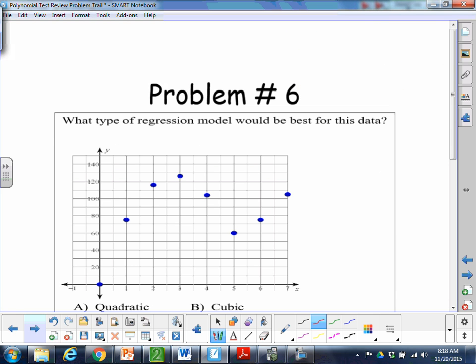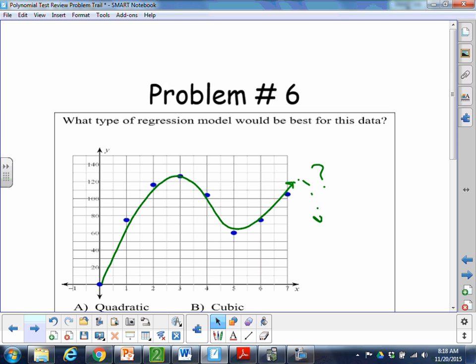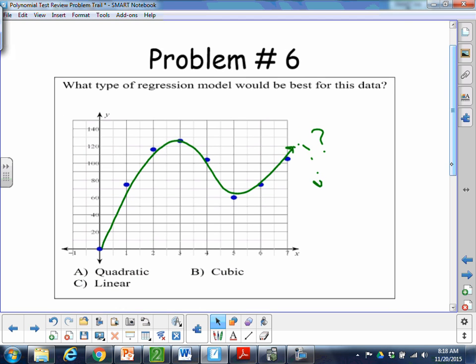Okay, number 6, what type of model would be best for this? So it looks like we're kind of increasing, hit a peak, decrease, kind of come back up. And I don't know if it goes back down or back up. I'm not sure. But what I do know is this thing shows 2 turning points for sure. So there's no way it could be a quadratic or linear. It just can't. Quadratics would only have 1 turning point. Linears don't have any turning points. So cubic would be the way to go here.